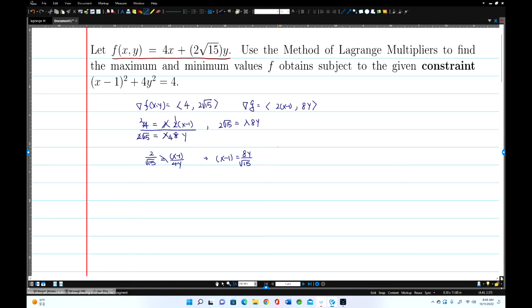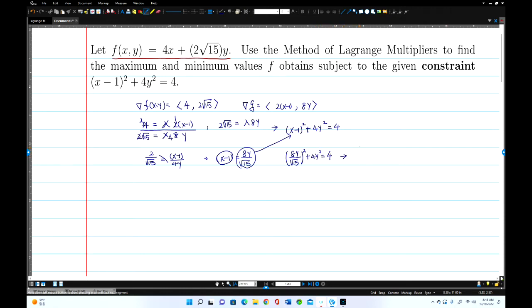After that, now we have a constraint over here. (x, y) must satisfy this constraint: (x minus 1) squared plus 4y squared equals 4. We already got x minus 1 there, so put this into here. So x minus 1 is 8y over √15, squared, plus 4y squared equals 4.